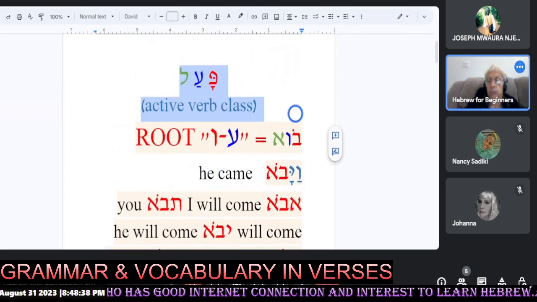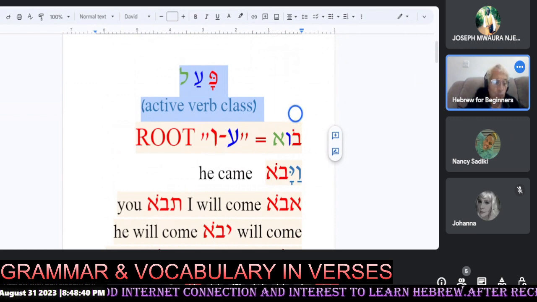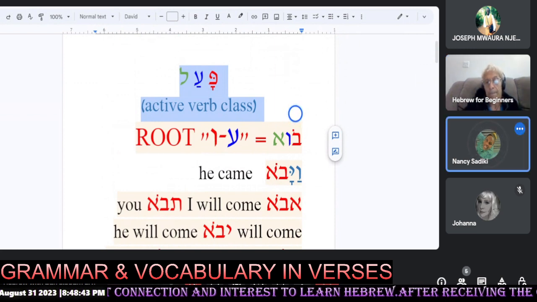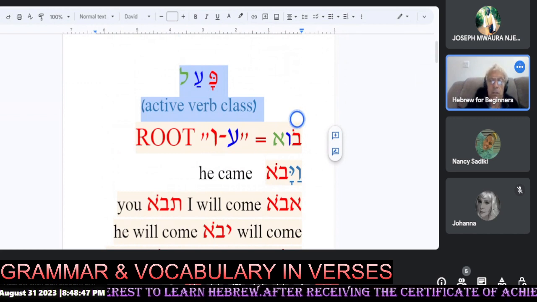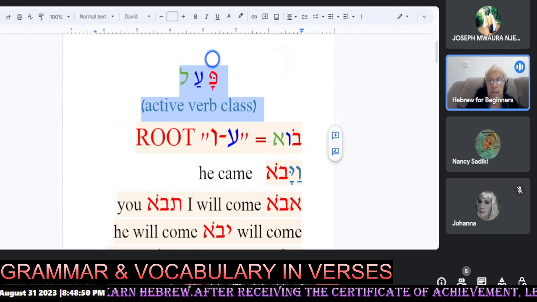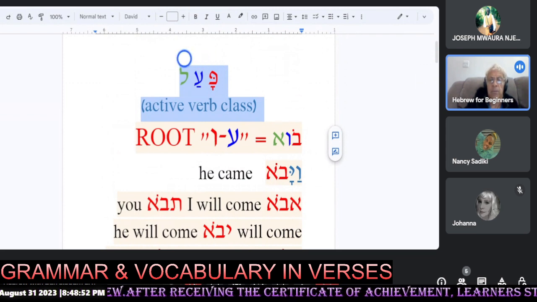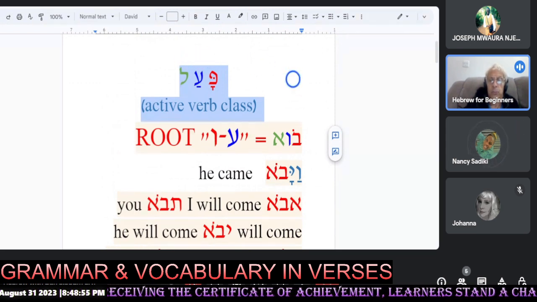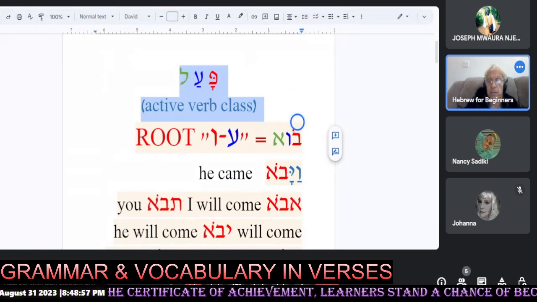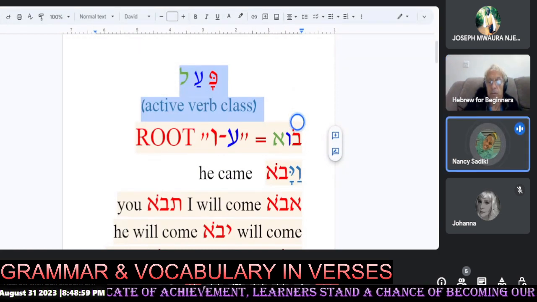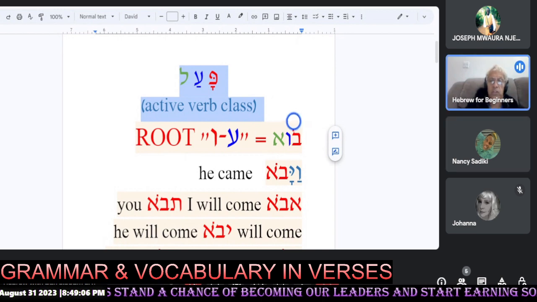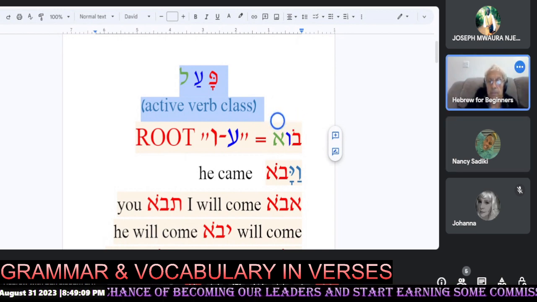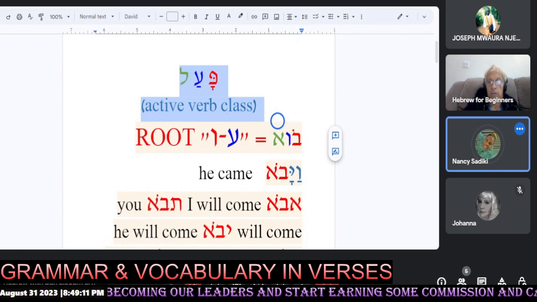Nancy, here's a little quiz for you. We have the Pei position, the Ayin position, and the Lamed position. Which position is the Bet in? The Bet is in the position of the Pei. Correct. Which position is the Aleph in? Aleph is in the position of the Lamed.